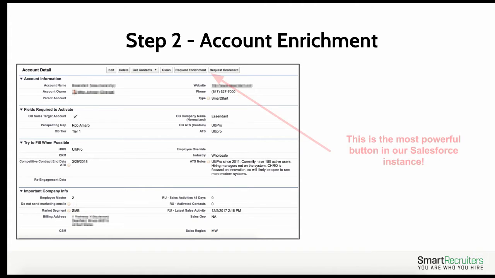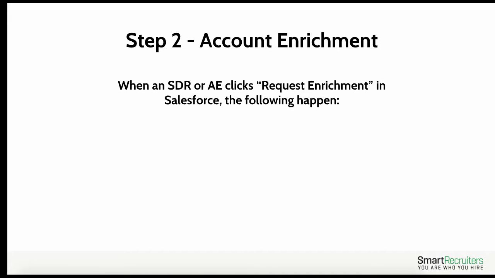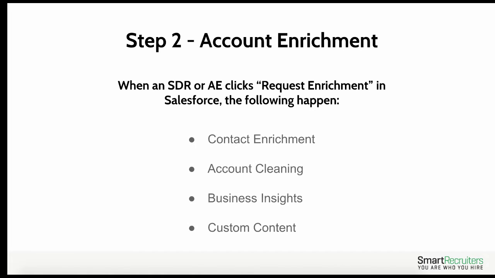Then step 2, we're low on time, so I'm going to hurry through these. But step 2 is request enrichment. The only thing you need to remember from this screen is that we created a button. It's called request enrichment, and this is legitimately the most powerful button in our Salesforce instance. Silly as it may seem, it's a huge deal. So when an SDR or AE clicks request enrichment, these things happen. It goes to 4 different groups.